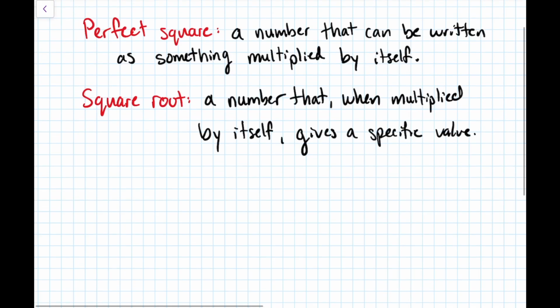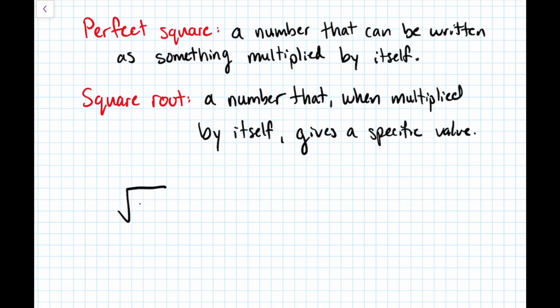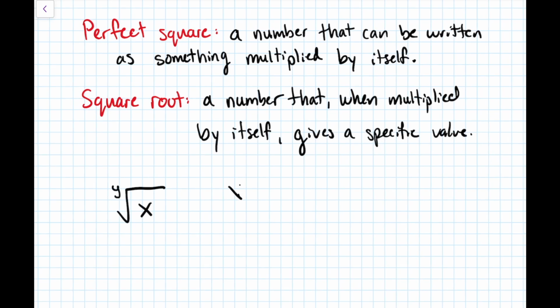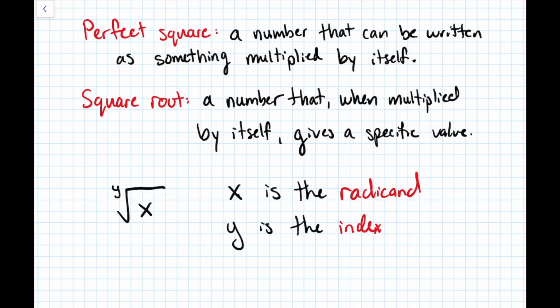The way we write roots, you're probably used to seeing them looking something like this, maybe with a little number up in the corner there. So the thing inside the root, which in this case I've written as x, does have a name, and this will probably be new to you. The thing in the root is called the radicand. The little number in the corner up there, which I've written as y, is called the index. And the index tells you which root you're doing. So are you doing a cube root or a fifth root or a square root? That's how you find out.